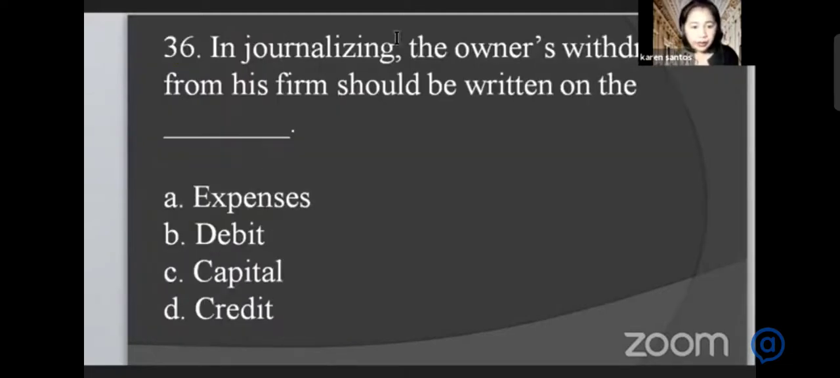So again, let's go back to the question. In journalizing the owner's withdrawal from his firm, it should be written on letter B, debit. Okay.